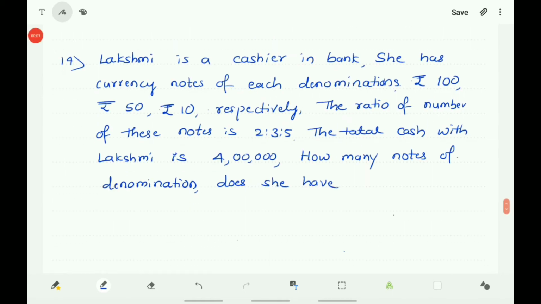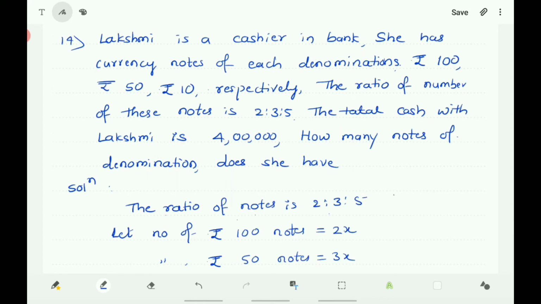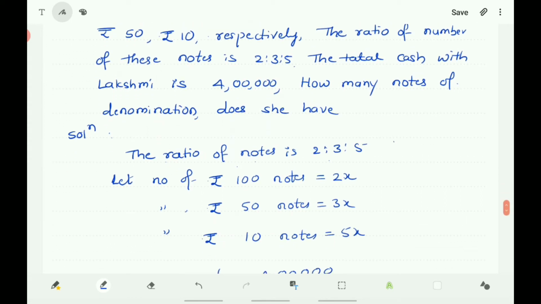14th question. Lakshmi is a cashier in bank. She has currency notes of each denominations rupees 100, rupees 50, rupees 10 respectively. The ratio of number of these notes is 2:3:5. The total cash with Lakshmi is here 4 lakh. How many notes of denomination does she have? It is given that rupees 100, rupees 50 and rupees 10 are in the ratio 2:3:5. Here the ratio of the notes is 2:3:5.